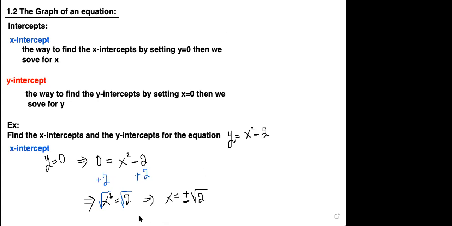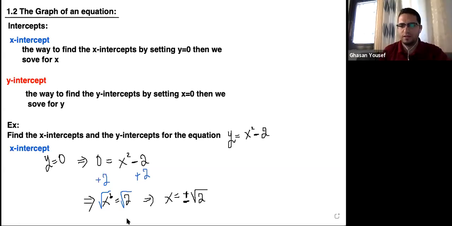The first one is square root of 2. Yes, Brandon, can you go ahead?